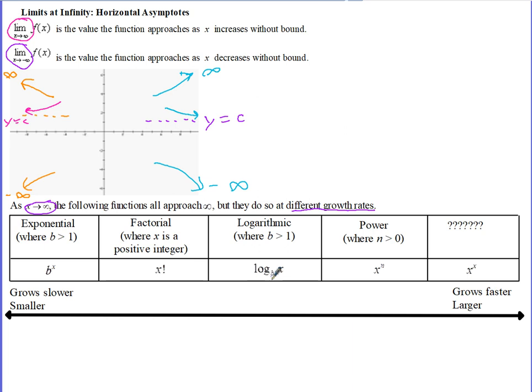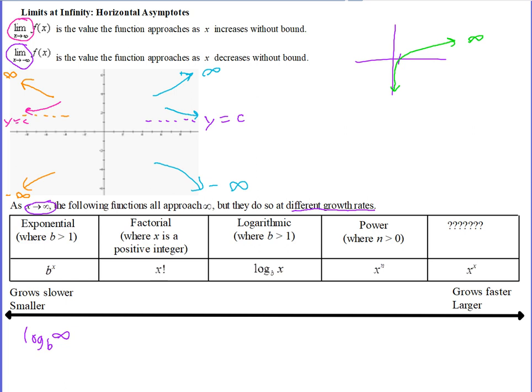So the one that grows the slowest is the logarithmic one. Okay? So if you have the log base b of infinity, that is infinity, but it grows pretty slow. If you remember the graph of a logarithm, you can see why that would be. The basic logarithm goes through (1, 0), and has an asymptote there of the y-axis. So it does go off to infinity, but not very quickly.